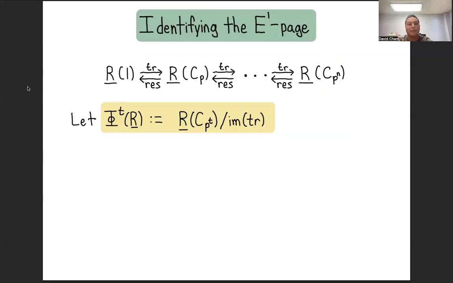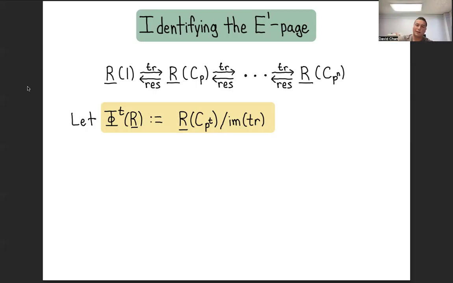Remember, R here is my green functor. So I have this collection of rings. I have the transfers which go up and the restrictions which go down. And I'm going to define Φ^t of R to be: take my green functor, evaluate it at C_{p^t}, and then kill the image of the transfer map. So first of all, what is this? This is just a ring. I have R of C_{p^t} as a ring, and the image of transfer is an ideal because of Frobenius reciprocity. This is the point of Frobenius reciprocity: this thing is still a ring when you mod out by the image of the transfer maps.